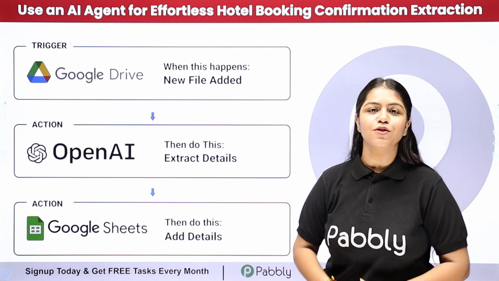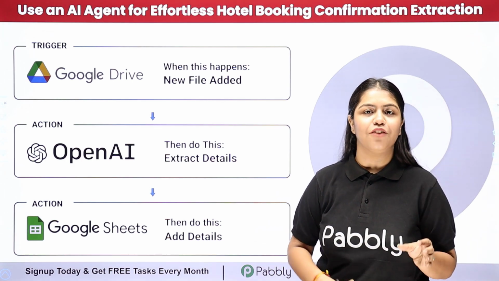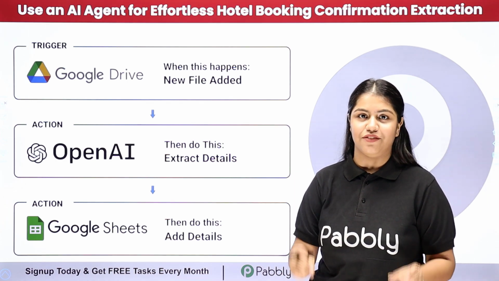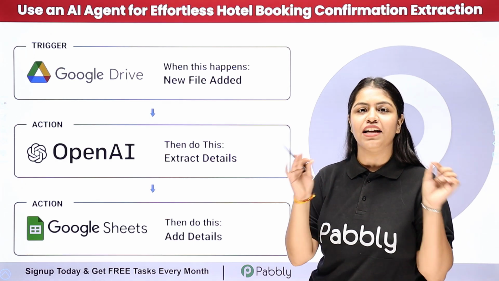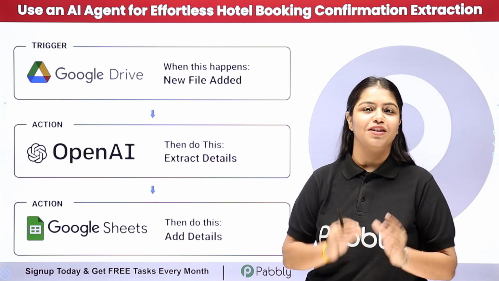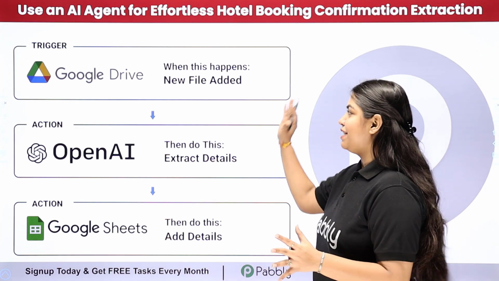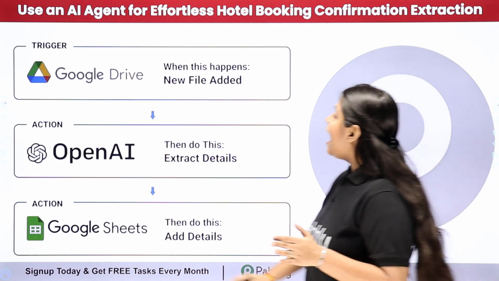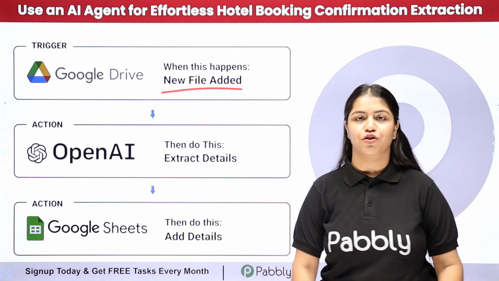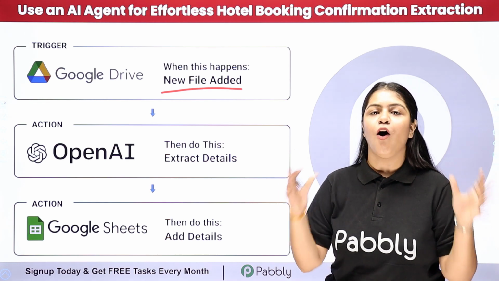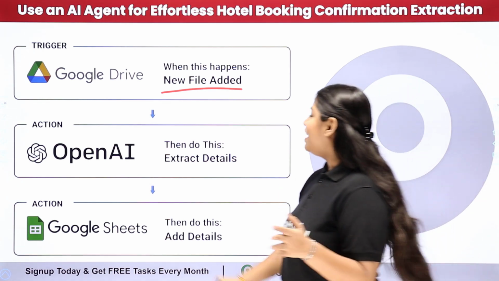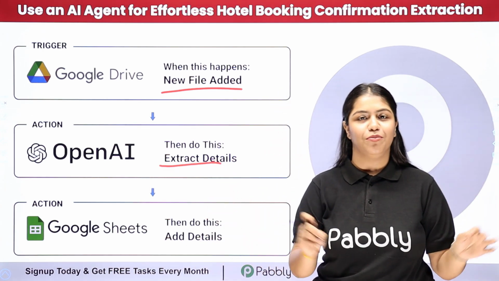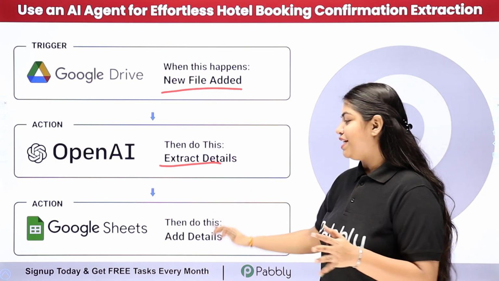So like you, I also used to manually extract the data from all the confirmations received. But this is such a time consuming and error prone task. So to solve this problem, I've simply created this amazing automation where, as soon as I add a hotel booking confirmation document into my Google Drive, automatically my AI agent is going to extract the details from this document and further add those details into my spreadsheet.